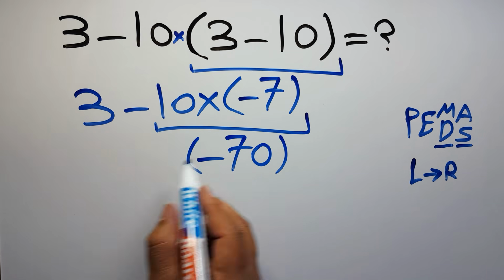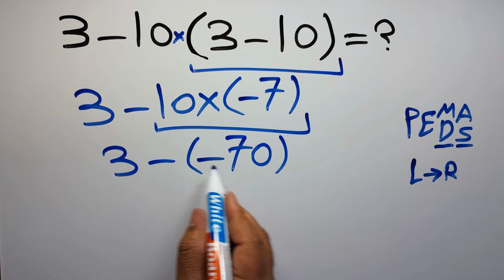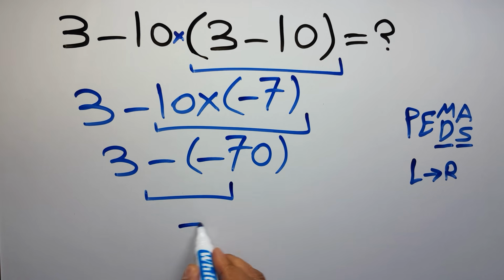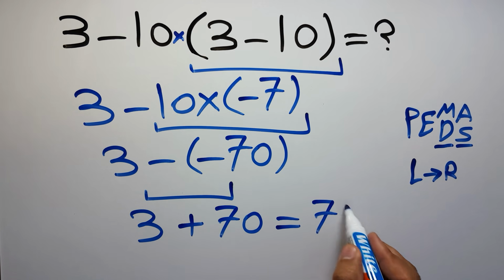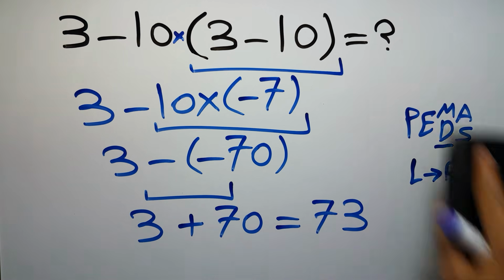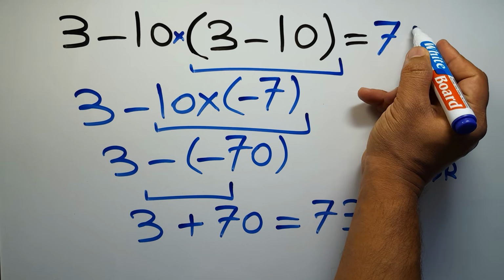So we have 3 minus negative 70. Negative times negative gives us positive. So we have 3 plus 70, which equals 73. And this is our final answer to this problem. The correct answer is 73.